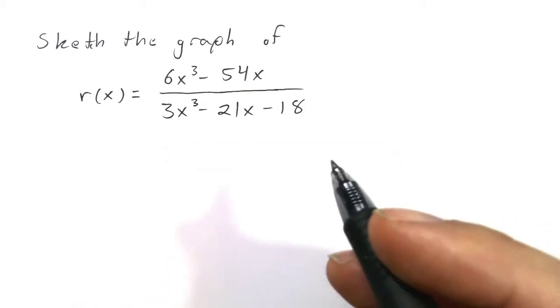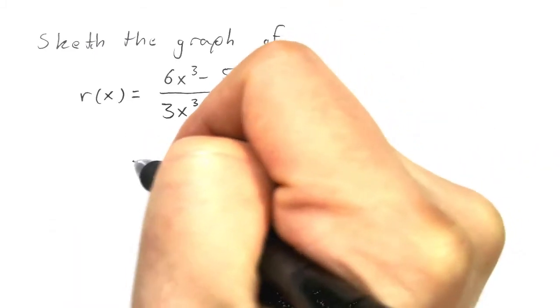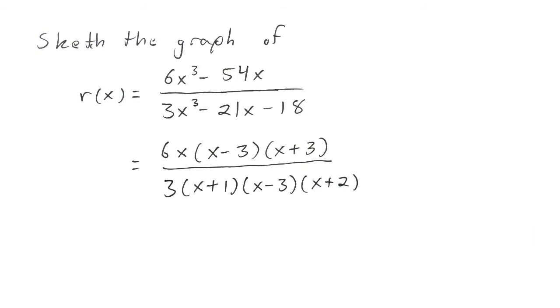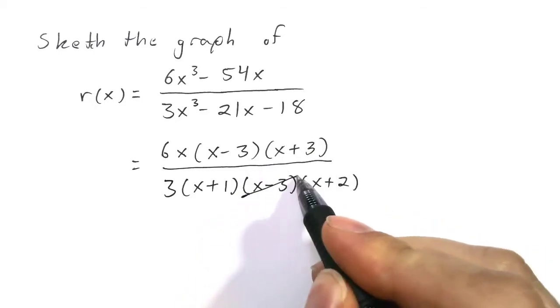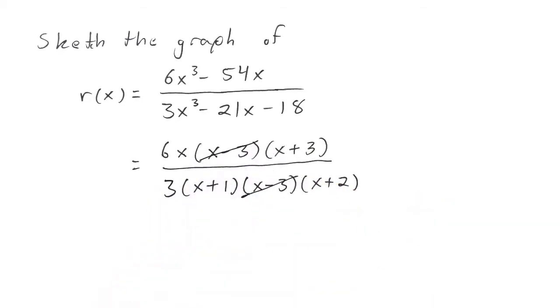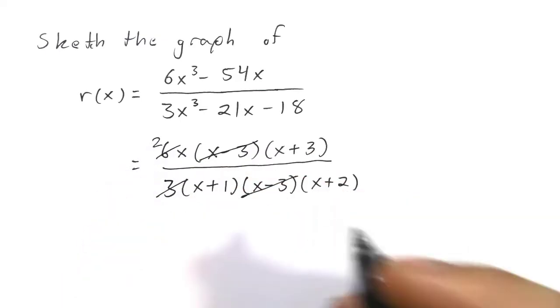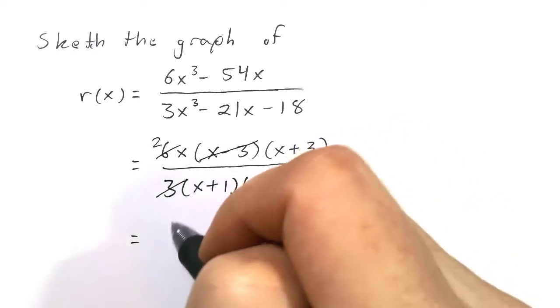Okay, so you factored these, and this is what you should have gotten. Maybe you wrote your factors in a different order. That doesn't matter. Now what we're going to do is cancel common factors to simplify this. I see that x minus 3 is a common factor, and 3 goes into 6 2 times. So we can write this down as follows.